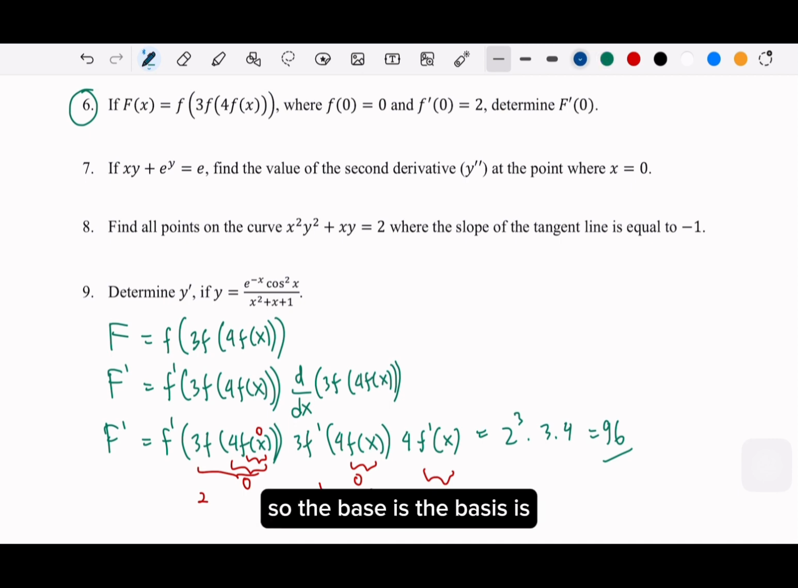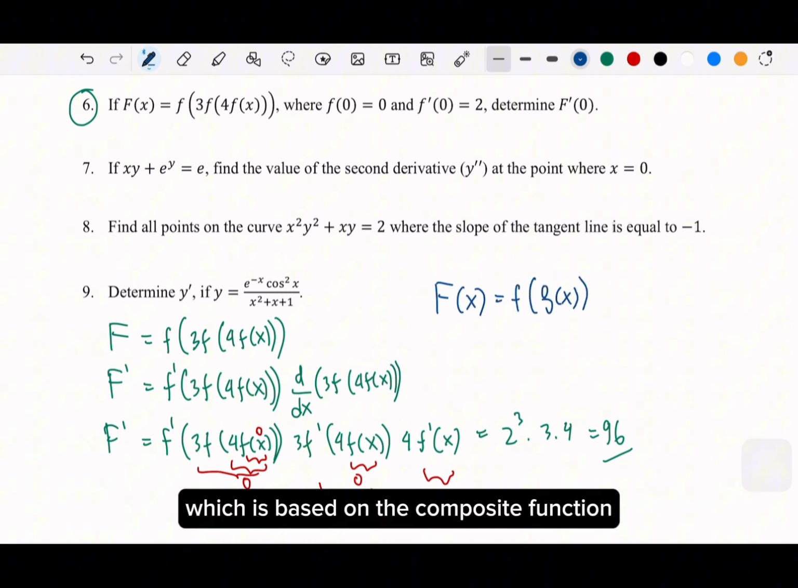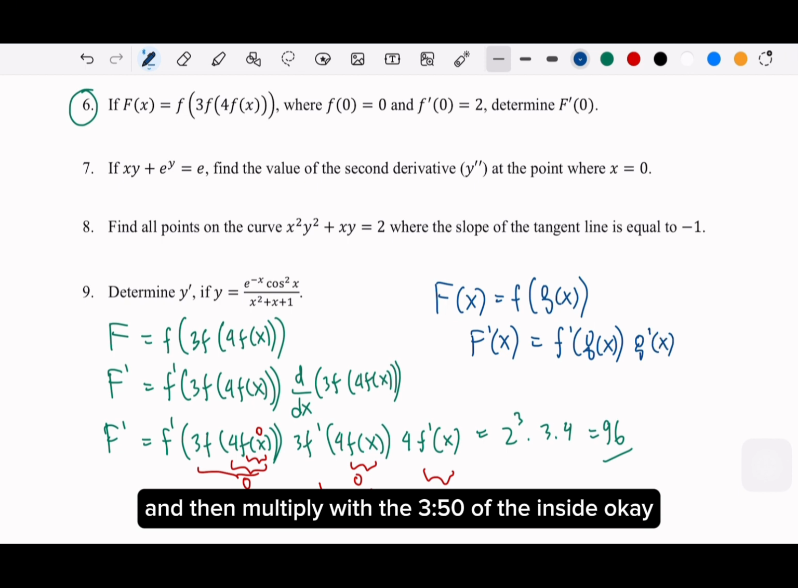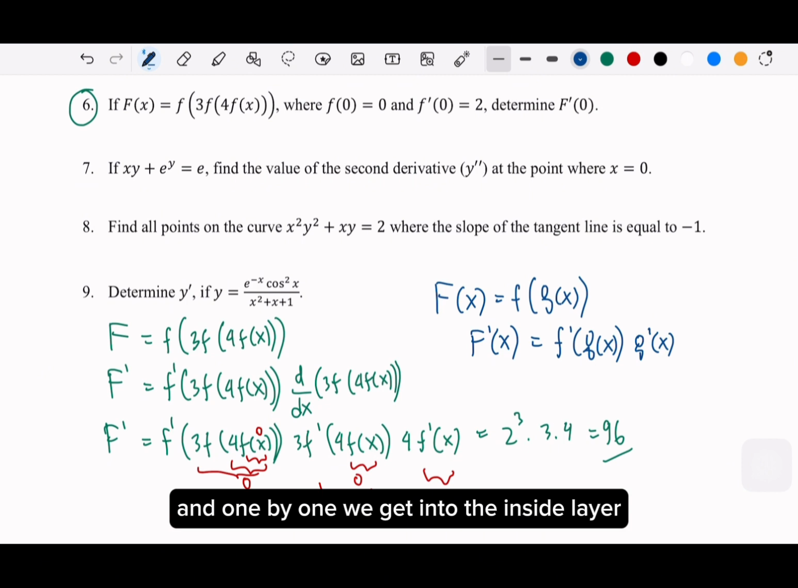So the basis is, for example, the function capital F, which is based on a composite function. The derivative of this will be: we derive the outside function, we put everything inside, and then multiply with the derivative of the inside. We are going to do this like peeling the onion, where we start from the outer layer, and one by one we get into the inside layer.